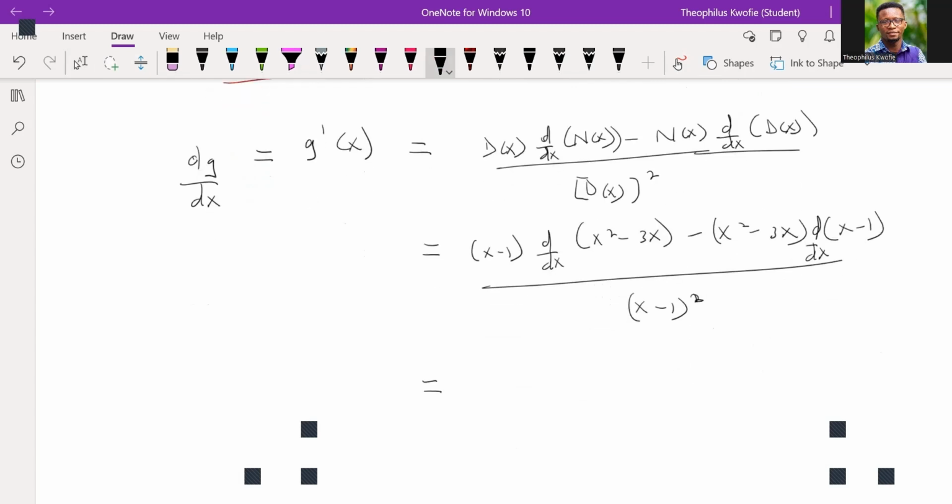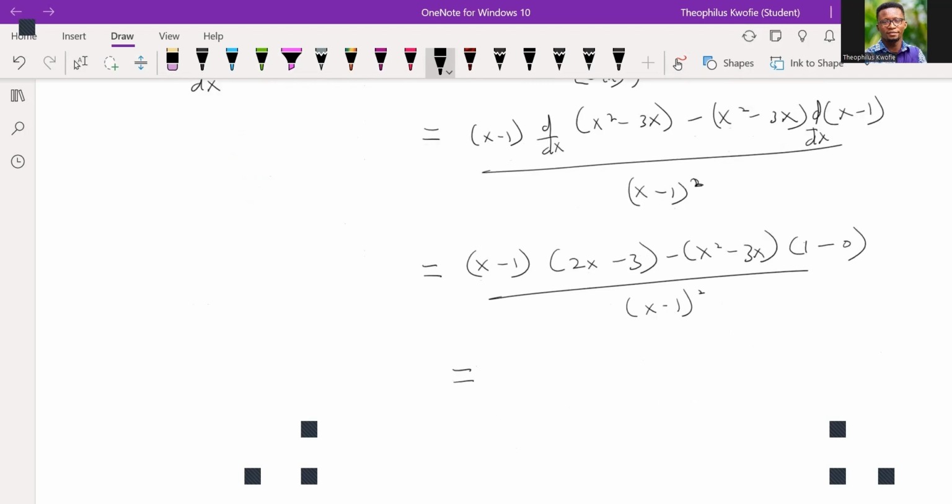Good. Now let's differentiate and simplify. When you differentiate x to the power 2, we get 2x. When you differentiate 3x, we get 3. When you differentiate x, the last time we said we get 1. And when you differentiate minus 1, we get 0. Now at this point, we have to expand and simplify. When you expand and simplify, you should be able to get something beautiful as this. So this is our derivative of g with respect to x, the result for this particular problem.